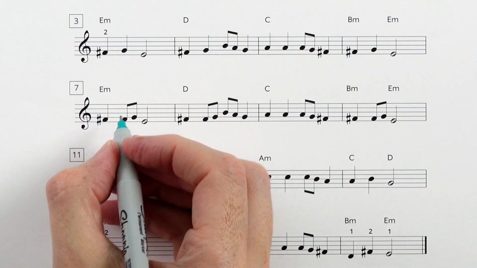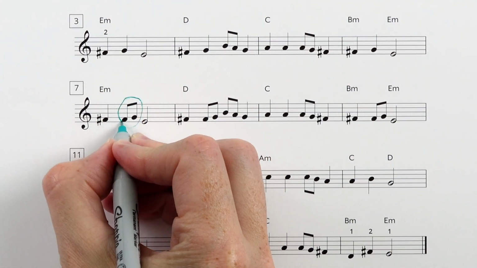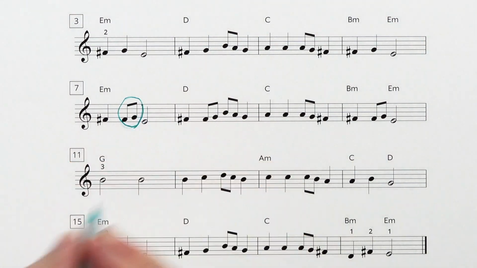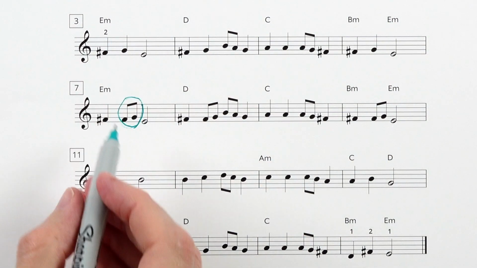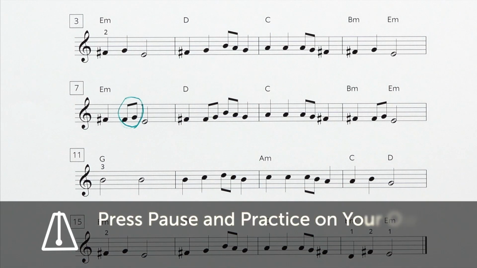So let's go through and find those variations and circle them. In your own music, can you circle any notes that are different from line 1? Pause and find anything that's different to circle in your own music at home, then press play and we'll check it out together.